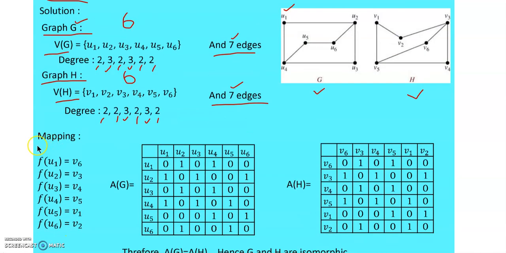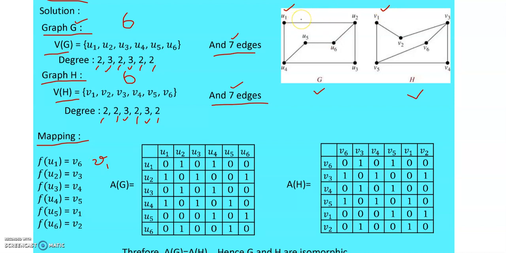Now we have to do mapping. What is mapping? Now you listen here. F of u1 is equal to v6, which means the vertex u1 from the graph G is mapped to the vertex v6 in the graph H. Suppose I am not taking v6. For example, we will try. I am taking v1. Now u1 in the graph G is here. Suppose we check the vertex v1 to map with u1.